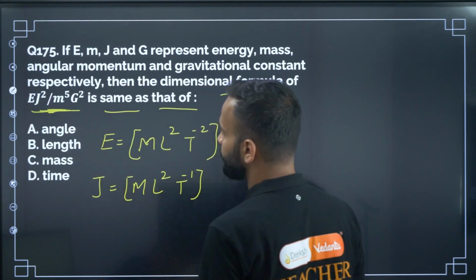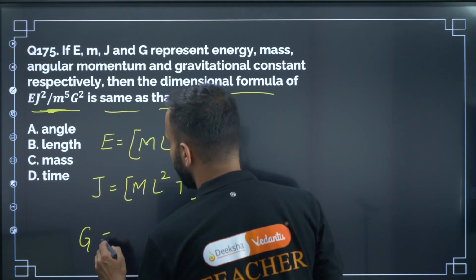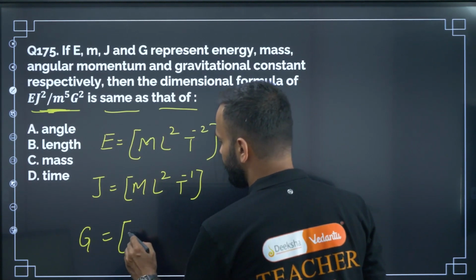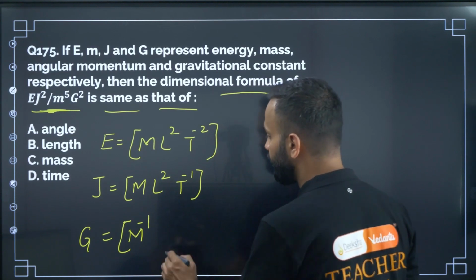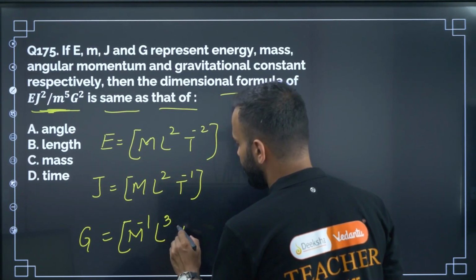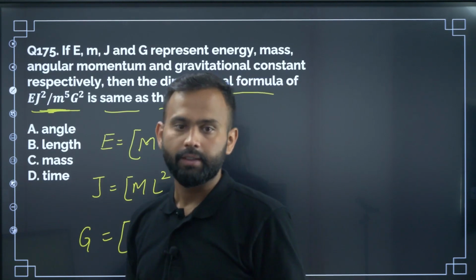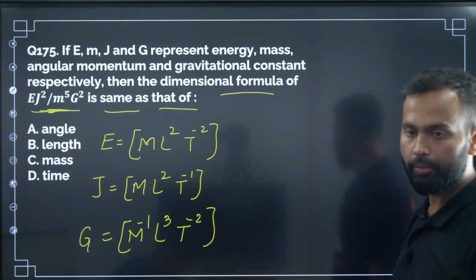And dimension formula of mass, M is M only, and the dimension formula of the gravitational constant is M⁻¹ L³ T⁻².